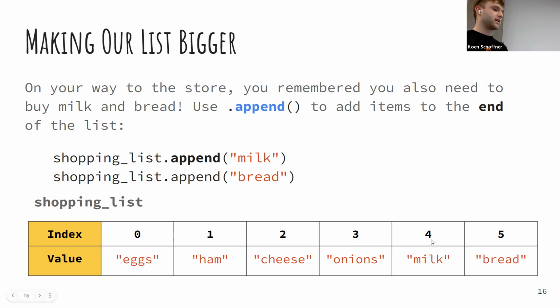Because originally we had eggs, ham, cheese, onions, that was our original list. We added milk. Milk becomes the last value on that list. Then we add bread, and bread becomes the last value on that list. Okay. So when you use that append function, it always happens at the end.